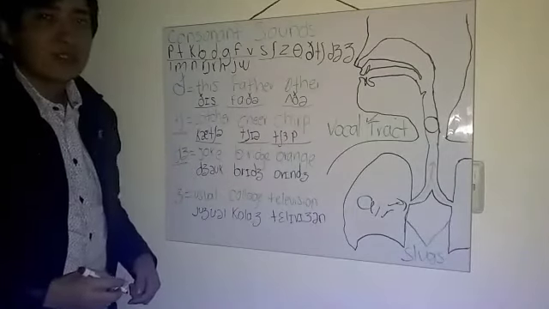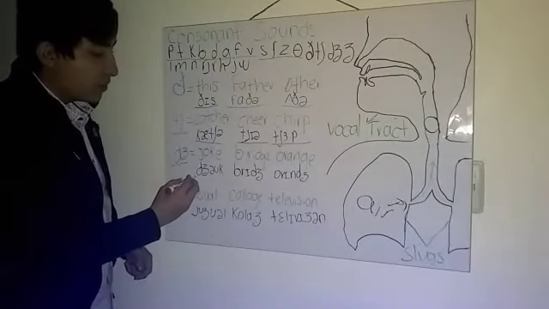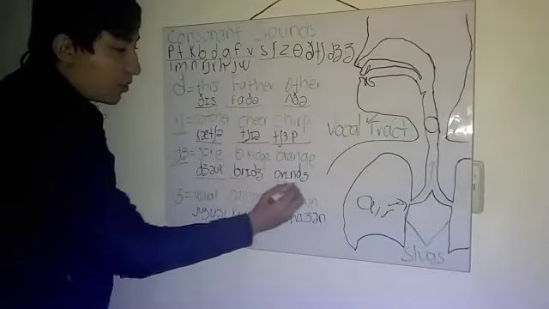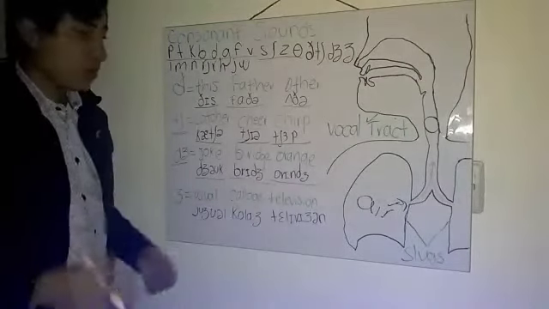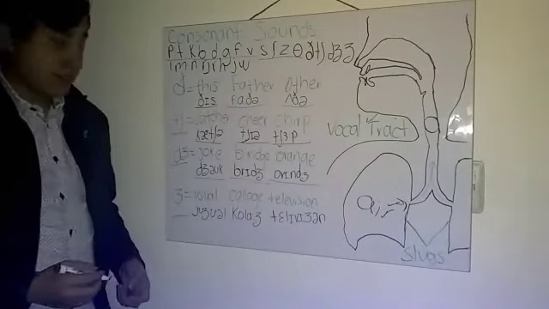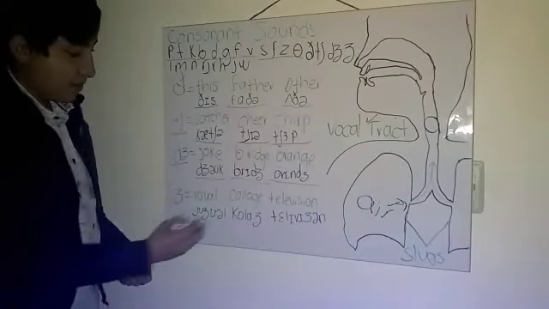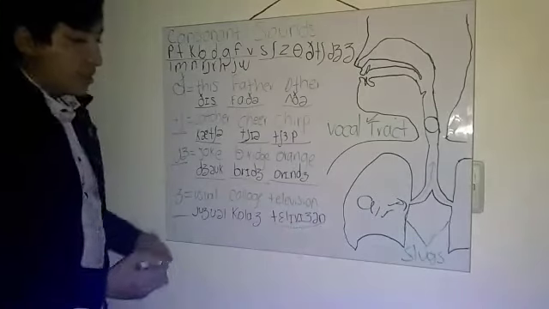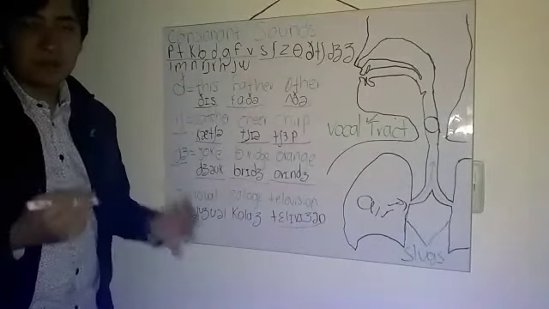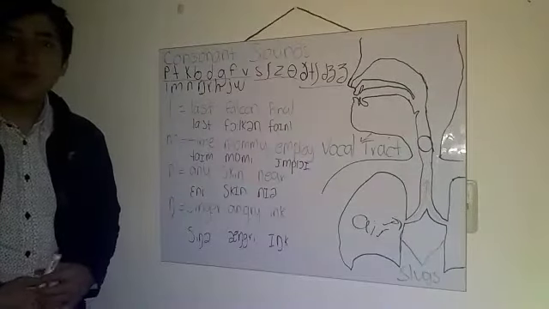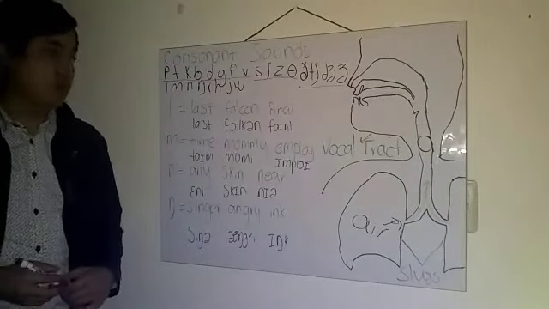This is the j sound. Joke, British, orange. It's also the sound. And the last is zh. Usual, colors, television. It's like the G of the Spanish. We follow with the next sounds.